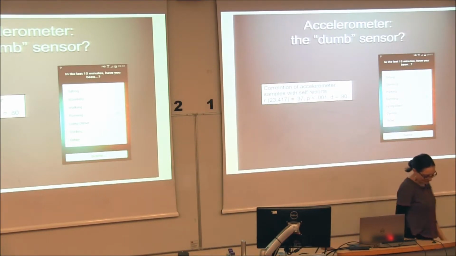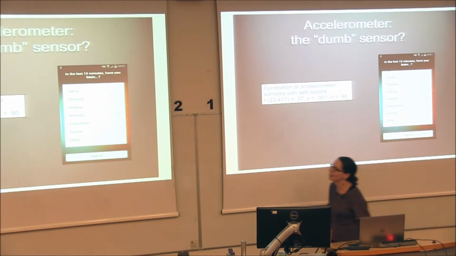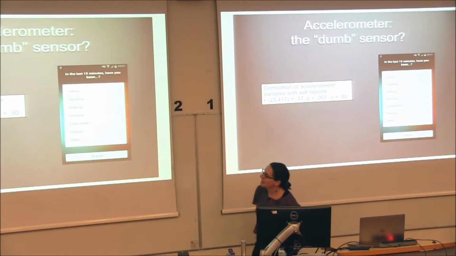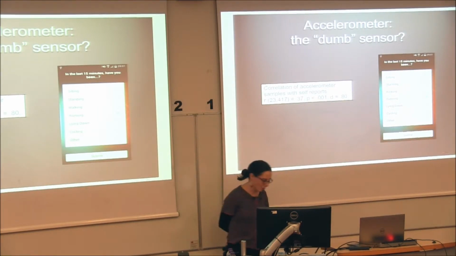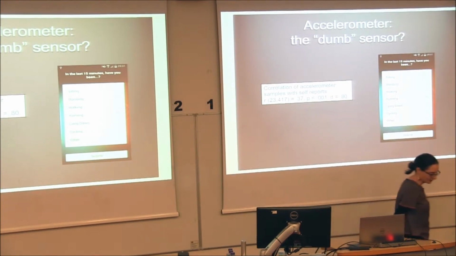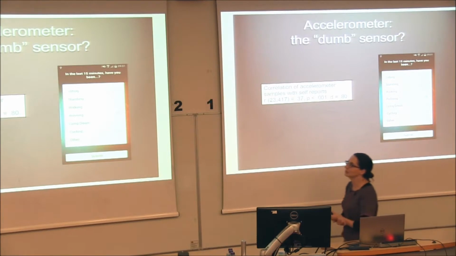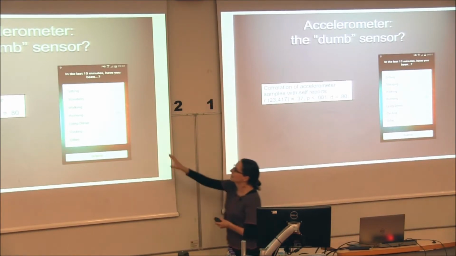I'm reporting some of the findings. The data is very dirty. I'm reporting some of the findings on the accelerometer and some on the location. The accelerometer is really a quite dumb sensor, but the first analysis we've done proved that somehow there was a reasonable correlation with the questionnaires that we prompted the user.